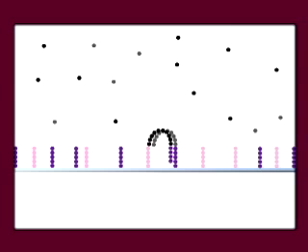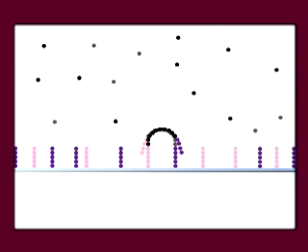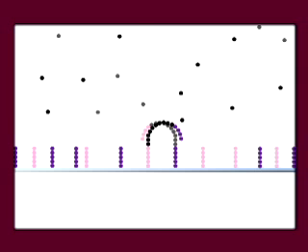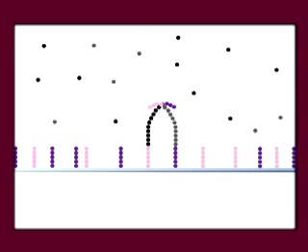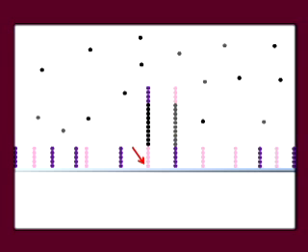When the polymerase is finished, there is a double-stranded arch with one end of each strand attached to the surface of the flow cell. Then, just like any other PCR reaction, we heat the flow cell and the two strands denature or separate. In this case, one strand is attached to the surface of the flow cell by the pink primer, and the other strand is attached to the flow cell by the purple primer.